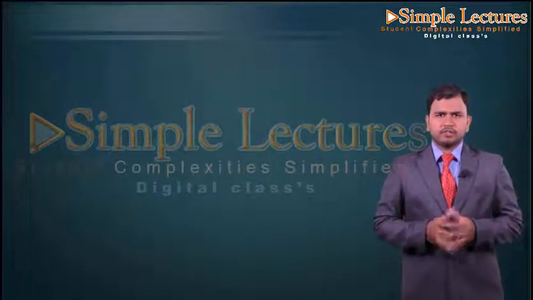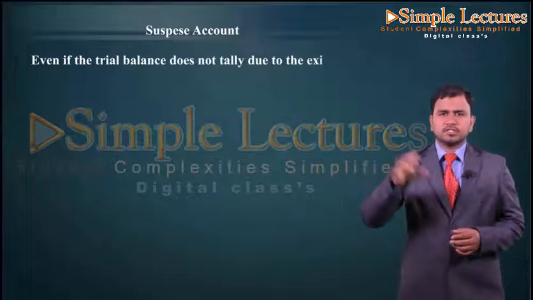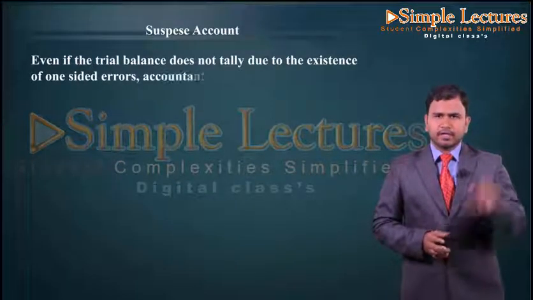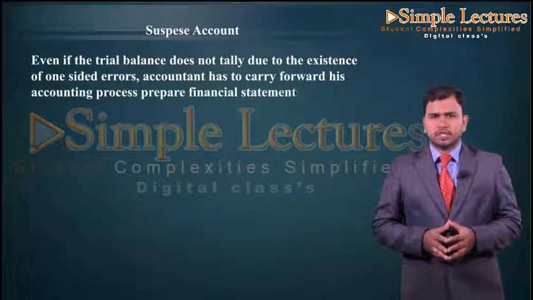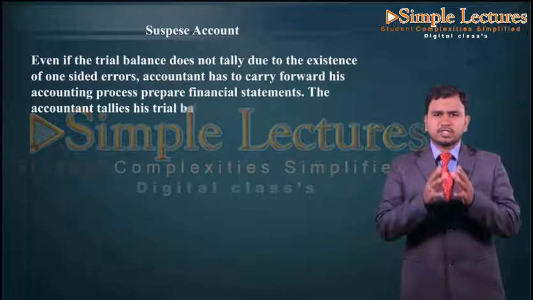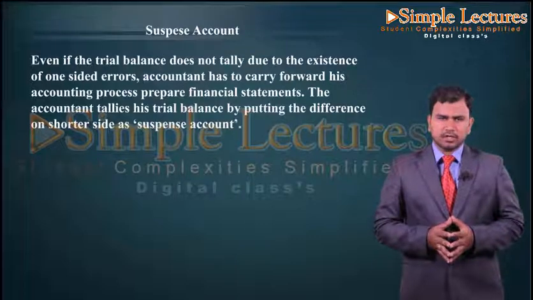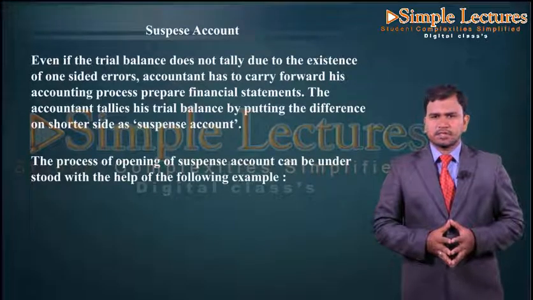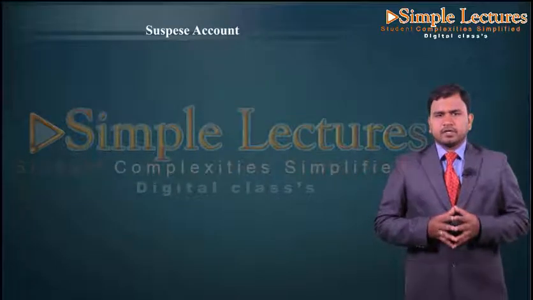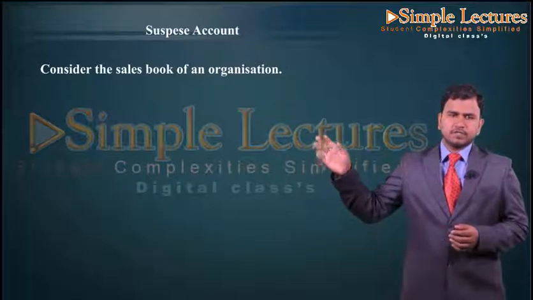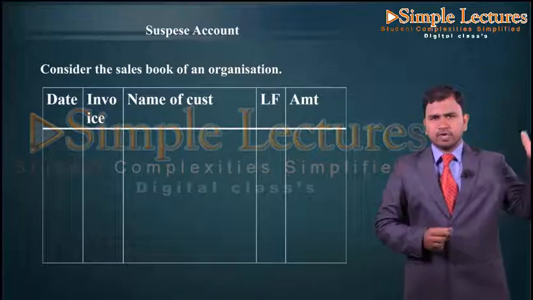The next concept we have is suspense account. Even if the trial balance does not tally due to the existence of one-sided errors, the accountant has to carry forward this accounting process by preparing financial statements. The accountant tallies his trial balance by putting the difference on the shorter side as suspense account. The process of opening a suspense account can be understood with the help of the following example. Consider the sales book of an organization where we have date, invoice number and name of the customer, then ledger folio and amount.